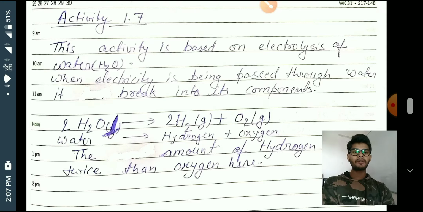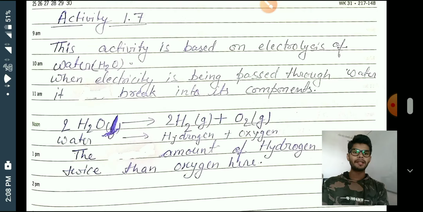So here, in the electrolysis of water, we just break down the components of water into its constituents, and you can see the reaction taking place. 2H2O gives 2H2, which is in gaseous form, and O2, which is also in gaseous form. So water in liquid form, when electrolysis is done, you can see that hydrogen and oxygen just came off it. The amount of hydrogen is twice that of oxygen here. That is the question being asked in your book.